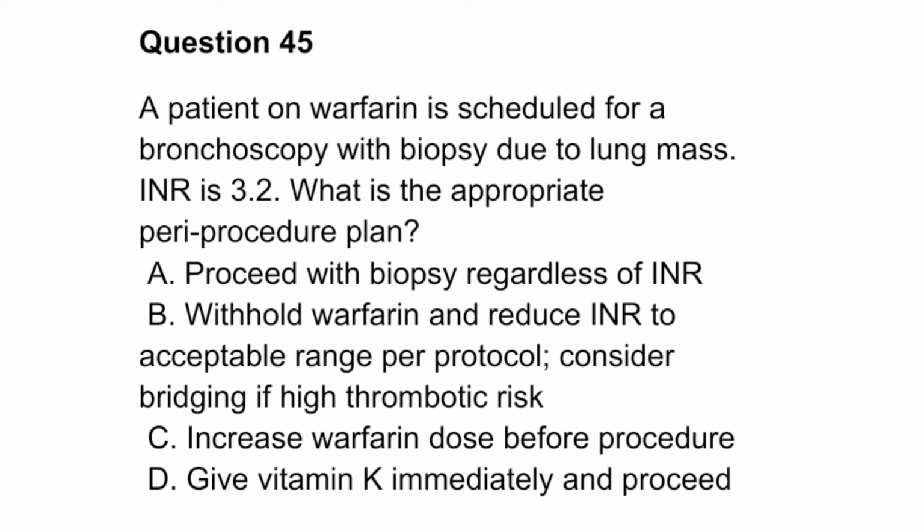A patient on warfarin is scheduled for a bronchoscopy with biopsy due to lung mass. INR is 3.2. What is the appropriate peri-procedure plan? A. Proceed with biopsy regardless of INR. B. Withhold warfarin and reduce INR to acceptable range per protocol. Consider bridging if high thrombotic risk.